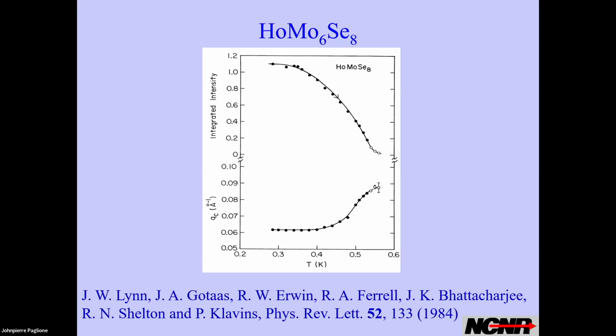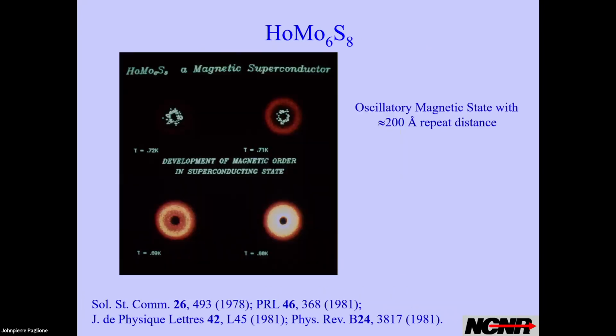With this period is about 100 angstroms. Holmium sulfide. You get this nice ring of scattering, but now you have a repeat distance of 200 angstroms, because ferromagnetism is stronger and superconductivity is weaker, and then it collapses in. And so it's re-entrant, that the ferromagnetism drives it back into the normal conducting state.